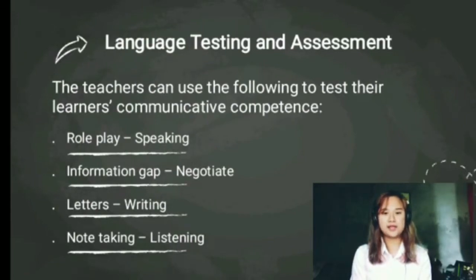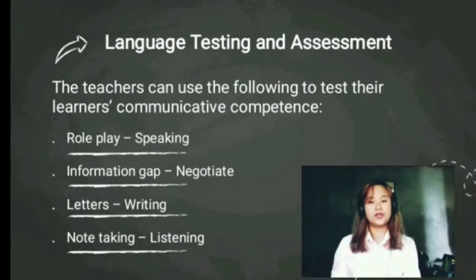It's difficult to assess communicative ability. Teachers may assess their students' communicative ability through these examples. Number 1, role play for speaking. Number 2, information gap. The learners have to negotiate in order to get the missing information. Number 3, letters for writing, where the learners may be asked to write. And note-taking, which is involved in a listening activity in which they have to take notes. The language testing examples give the students opportunity for thorough and meaningful rehearsal of the language which they will need for effective communication.